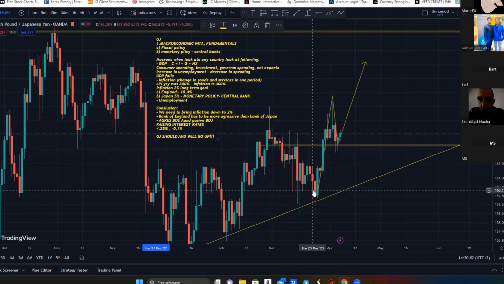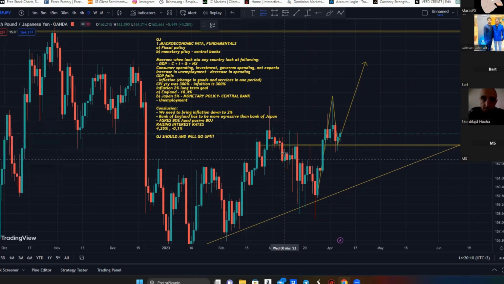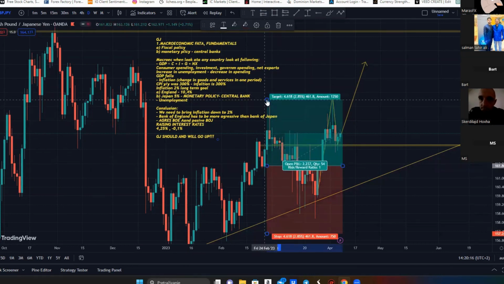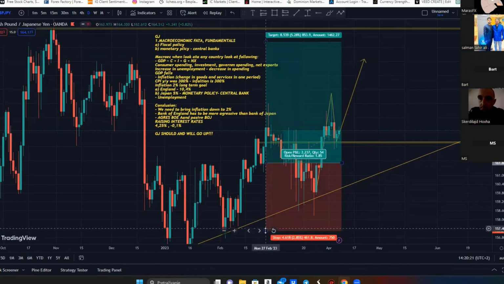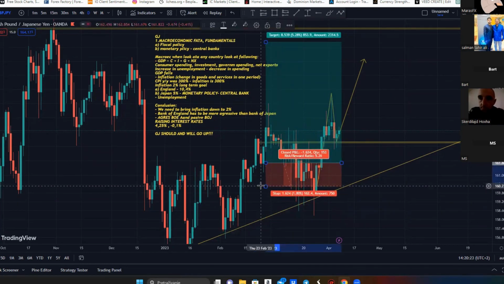But we knew, and we told you on the Zoom meeting, we are still looking for longs. But anybody can be wrong. For example, I can be long on my macroeconomic data fundamentals, let's say around here, and I'm searching for a TP around here. And then let's say I put my stop loss somewhere around here below this support.